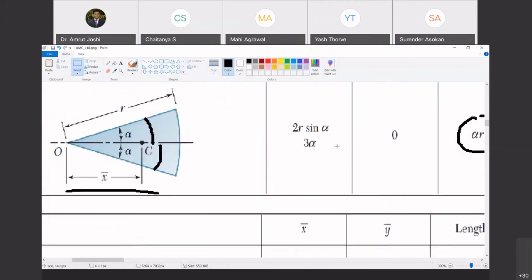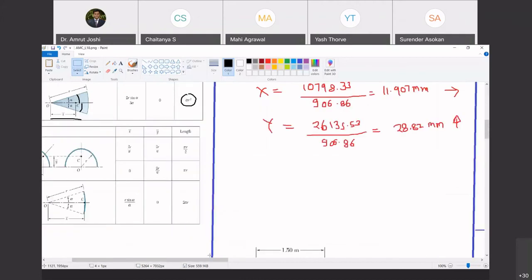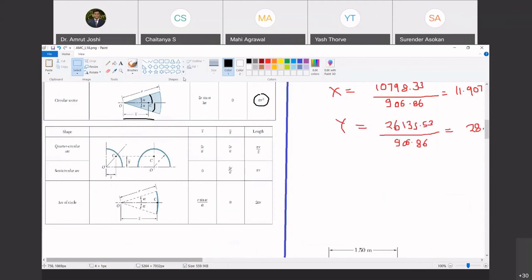Two r sine alpha into 3 alpha. Are you with me? Yes, sir. So let us take that as it is. 2r sine alpha into 3 alpha.